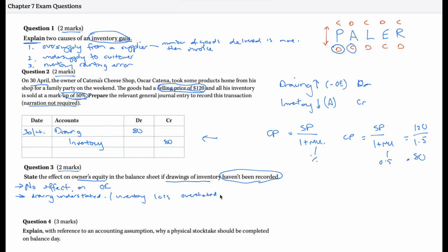So it's important to emphasize, and this is quite an unusual question, because there is no effect, there are still inaccuracies if we don't do this. Drawings would be inaccurate, inventory loss would be inaccurate. Inventory loss is something that impacts profit, drawings does not. So it wouldn't be accurate, we wouldn't be faithfully representing what is happening. We might be impacting our relevance, because we're not going to be making good decisions if we've not got accurate numbers, but the overall impact on owner's equity would be no effect.